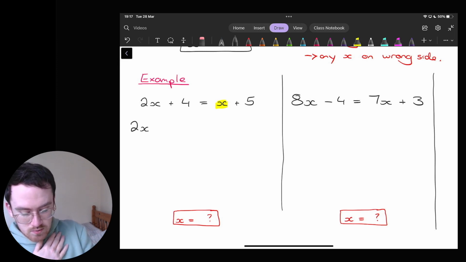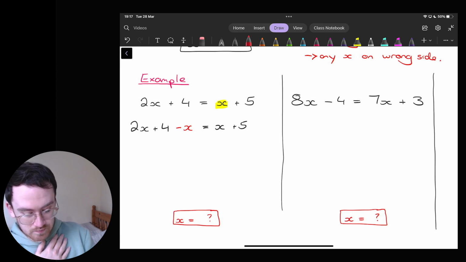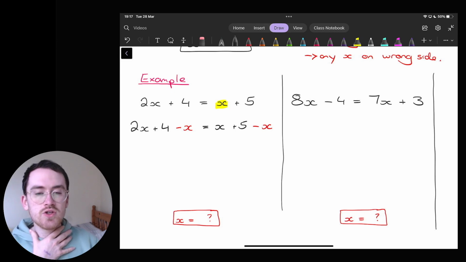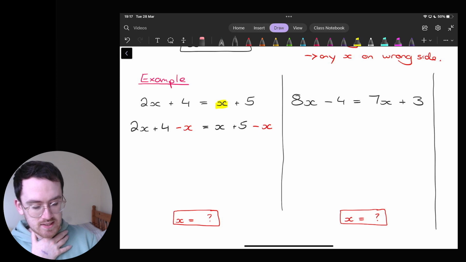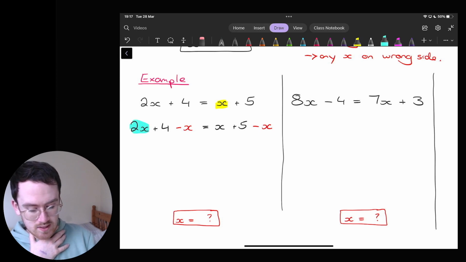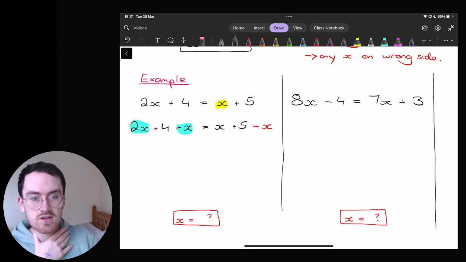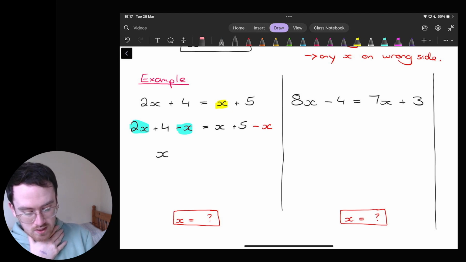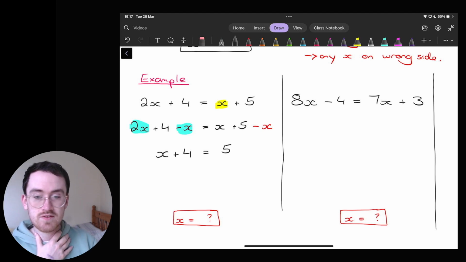So 2x plus 4, and I'm going to minus x here. Do the same thing on the other side: is equal to x plus 5 minus x. So let's go through this now. On the left-hand side, I have 2x minus x, which altogether gives me 1x. I still have the plus 4. And on this side, I have just 5, because x take away x just gives me 0. So I'm just left with the 5.